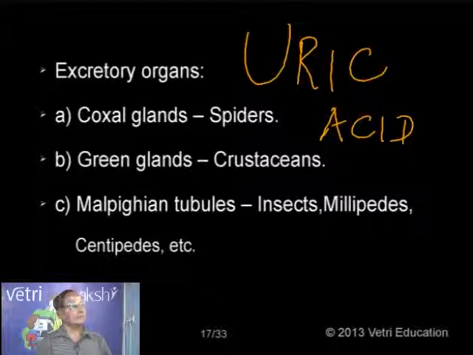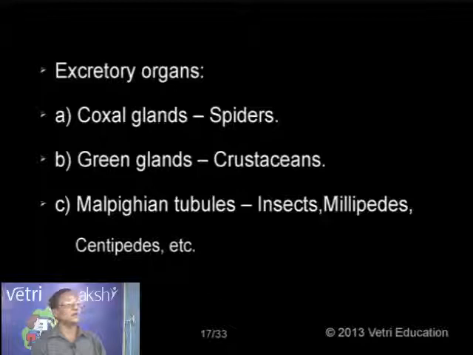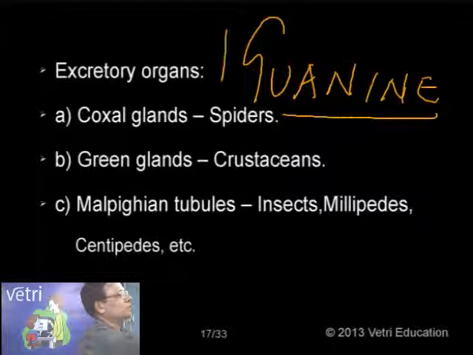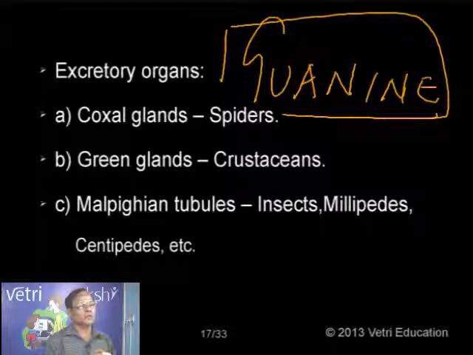Now, in the case of spiders, we have a peculiar waste product. The waste product excreted by spiders is in the form of guanine. This is another important characteristic feature of spiders. They normally have book lungs as well as a tracheal system. Regarding the excretory system, they have the coxal glands.